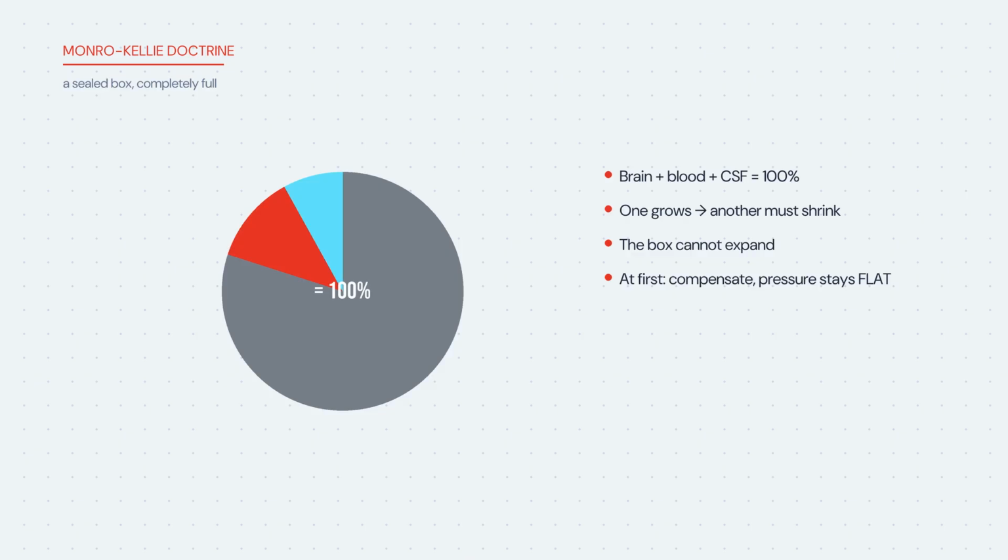The skull is a sealed, rigid box, and it is completely full. 3 things fill it: brain tissue, blood, and cerebrospinal fluid, and together they equal 100%. This is the Monro-Kellie doctrine, and it is the key to this entire chapter. If any one of the 3 grows, a bleed, a tumor, swelling, something else has to shrink, because the box cannot expand. So at first, the body compensates. It pushes CSF and blood out to make room, and the pressure stays flat. The patient looks fine. Watch the gauge, it is not moving.